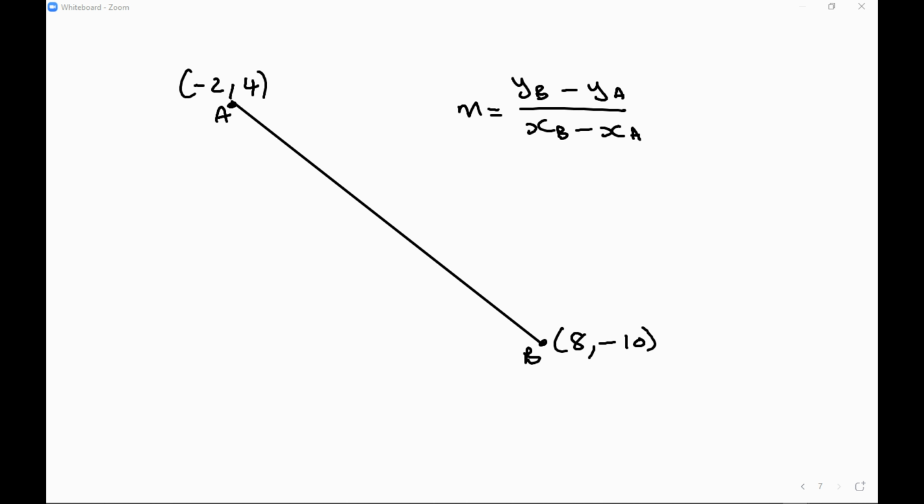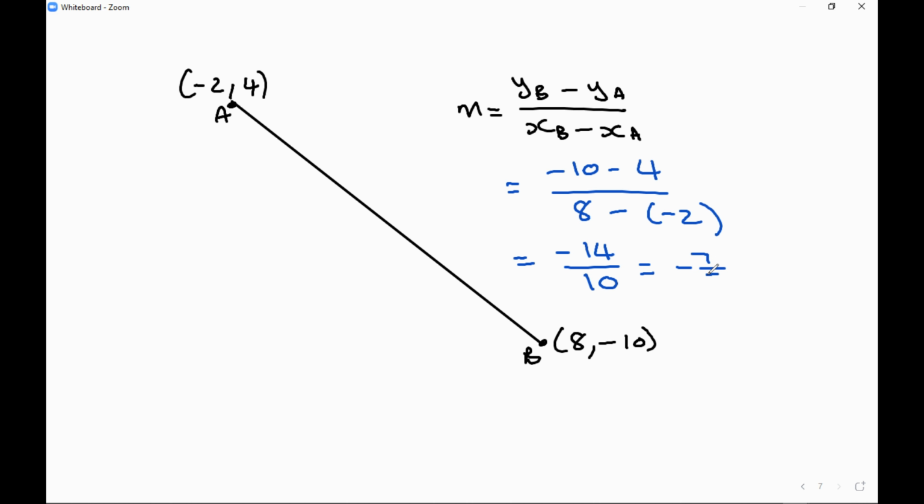All right, let's go through this one now. So YB is going to be negative 10. And YA is 4. XB is going to be 8. And XA is negative 2. Then we get negative 10 minus 4 is negative 14. And 8 minus minus 2 is 8 plus 2, which is 10. That'll get me negative 7 over 5. And that will be the answer.